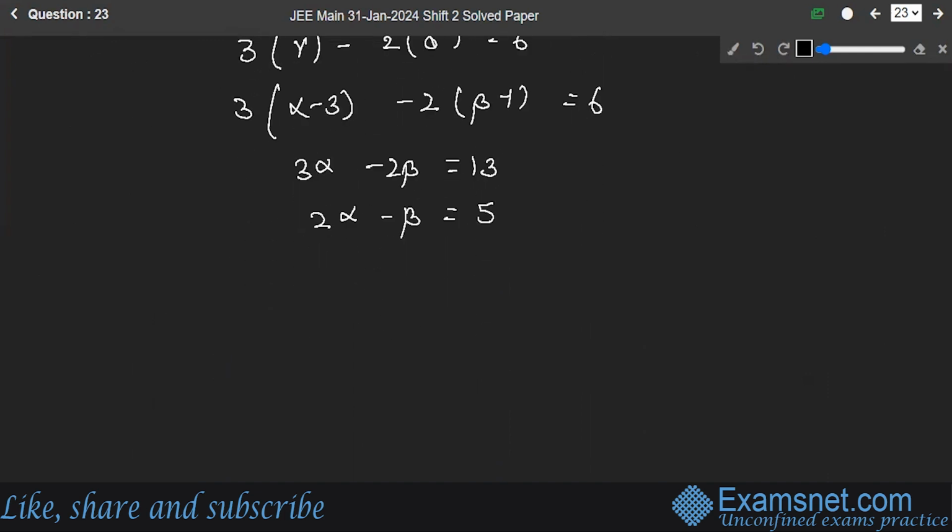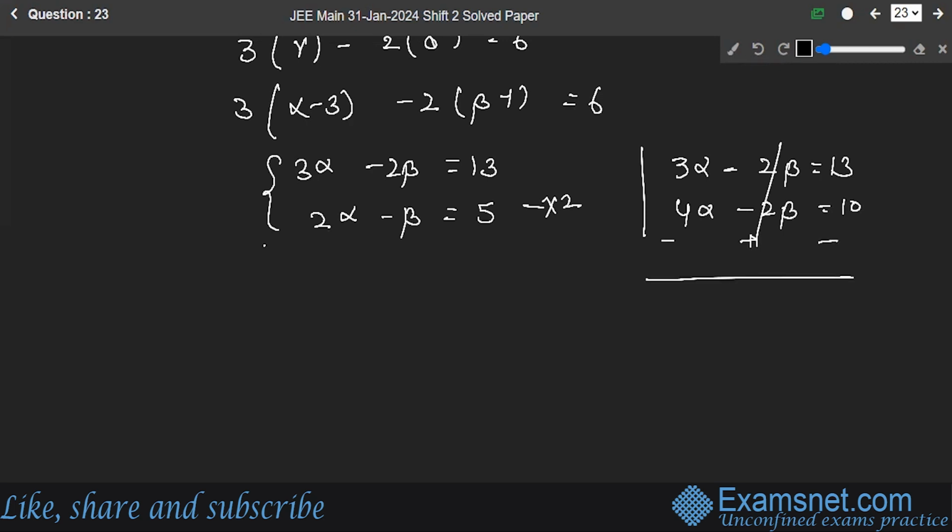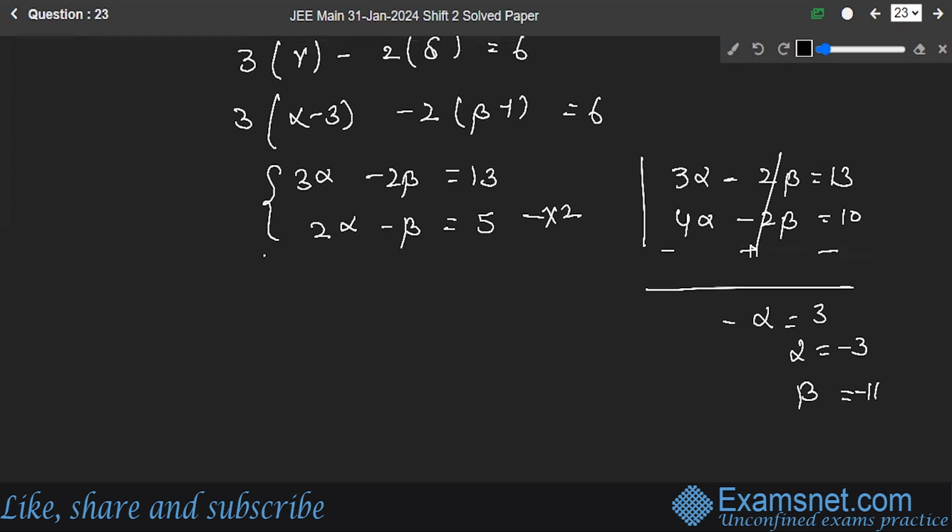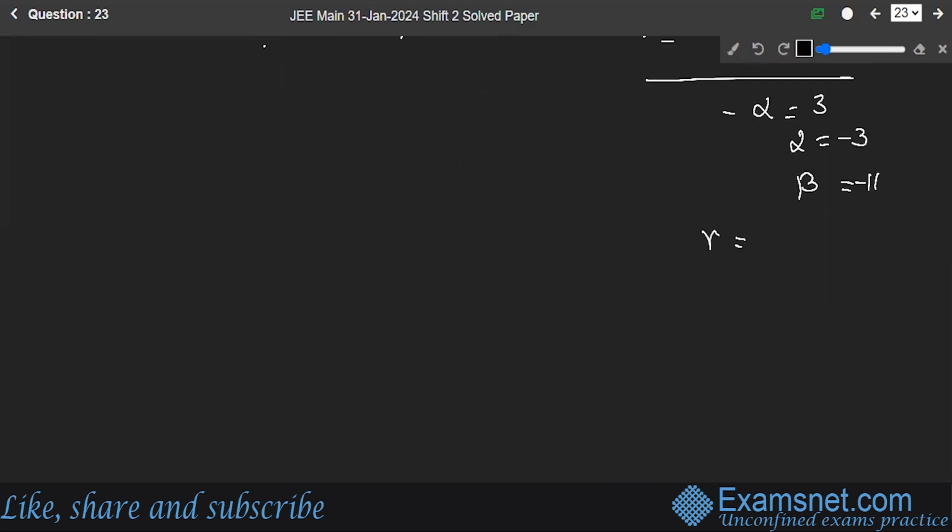Let's solve for this. Let's multiply the second with 2. So these two equations will become 3 alpha minus 2 beta is equal to 13, and 4 alpha minus 2 beta is equal to 10. Subtracting, they will cancel. Minus alpha is equal to 3, or alpha comes out to be minus 3. If I put in any of these equations, you will get the value of beta as minus 11, and gamma was alpha minus 3, so gamma comes out to be minus 6, and similarly delta, which was equal to beta minus 1, comes out to be minus 12.